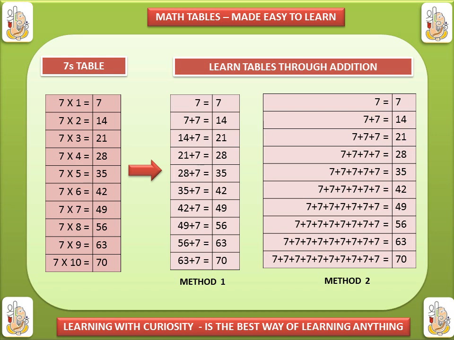7 threes are 21. Similarly, you have to add 7 to the number 14 to get 21. 7 fours are 28. You have to add 7 to the previous number 21 to get 28. Like that, 28 plus 7 is 35. 35 plus 7 is 42. 42 plus 7 is 49. 49 plus 7 is 56. 56 plus 7 is 63. 63 plus 7 is 70.